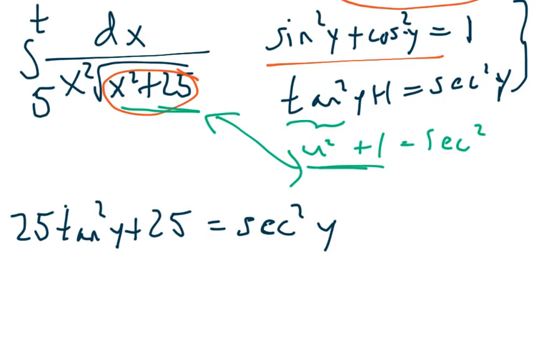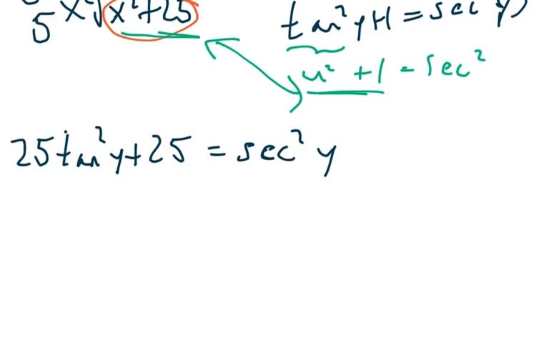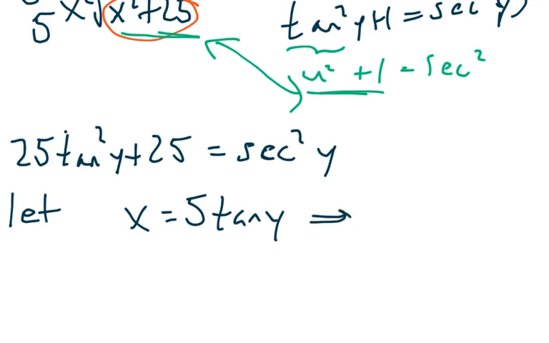Okay, so now what I'm going to do is I'm going to say let x equal 5 tangent y, or I could say x squared is equal to 25 tangent squared y. Yep, that's what I want. And then I'm just going to replace this. So now that I have this replacement, we're going to put this in the integral.